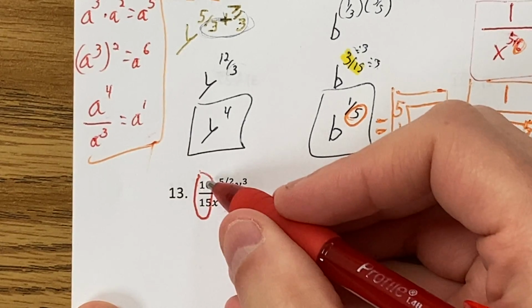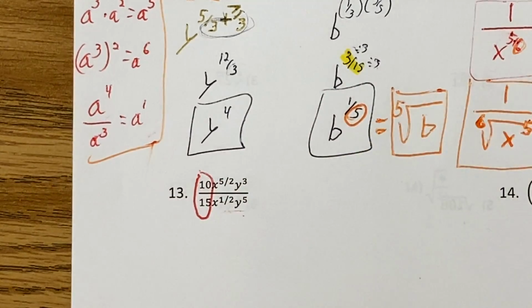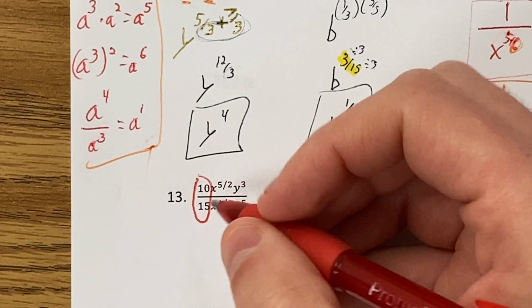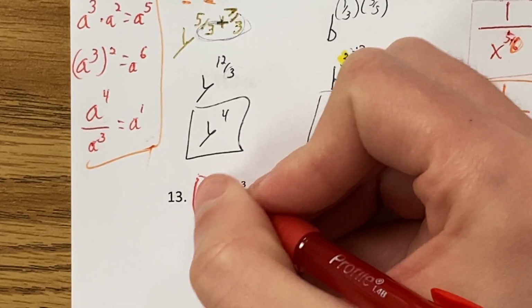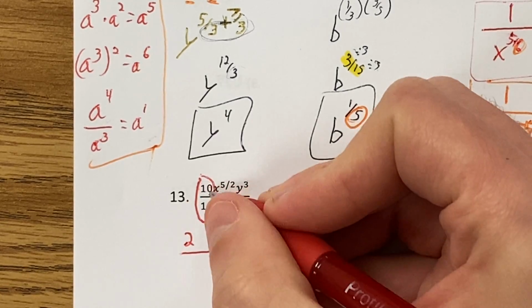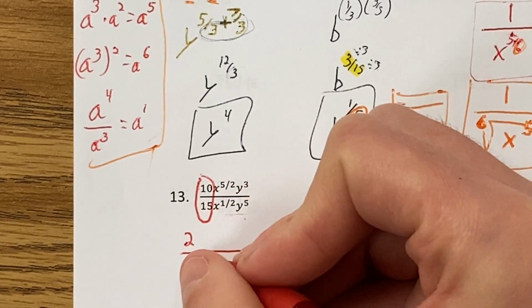What number goes into 10 and goes into 15? You know, the greatest common divisor. And the answer is 5. 5 goes into both of them. So if you divide them both by 5, you get a 2, because 5 goes into 10 twice, and 5 goes into 15 3 times.